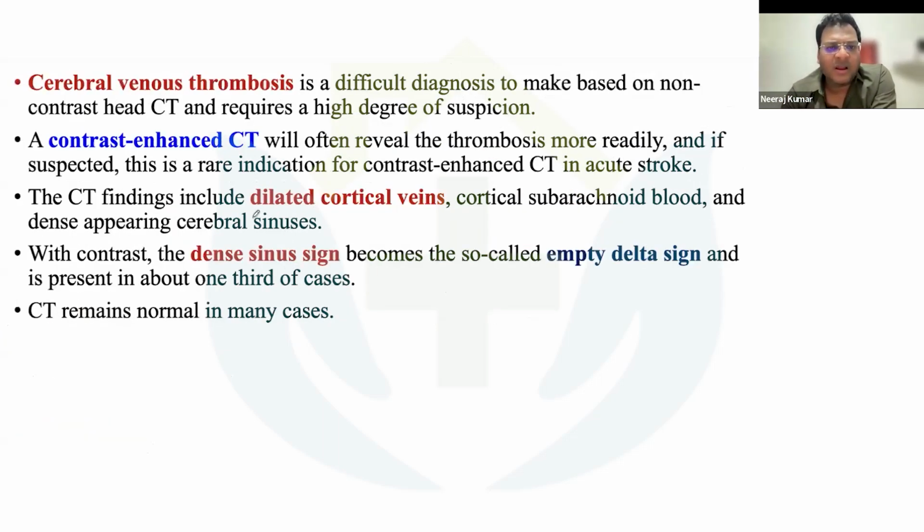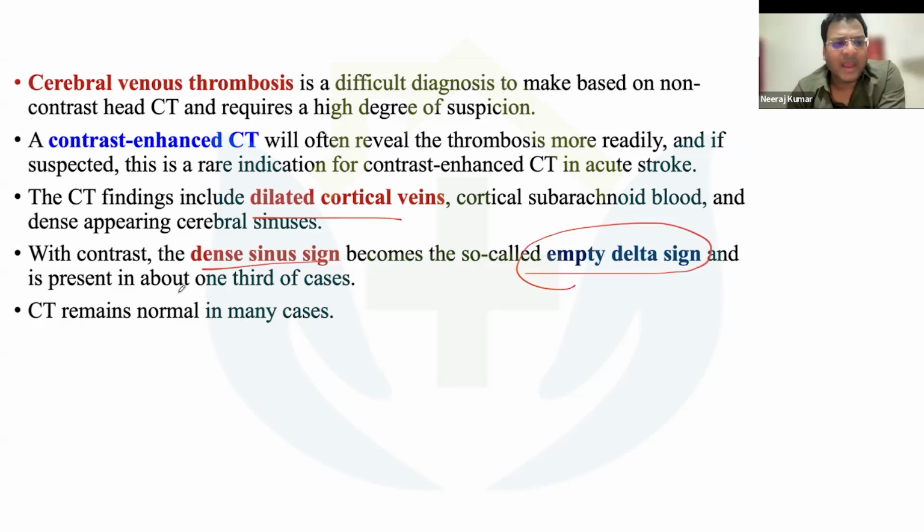Because you will see dilated cortical veins and then the empty delta sign. This is the empty delta sign, where on doing a contrast CT scan, the dense sinus sign becomes the empty delta sign, and it is present in 33% of the cases. However, many of the patients have a normal CT scan, and this is difficult because NCCT needs a high degree of suspicion. And if you do a contrast CT, CECT, it will reveal the thrombosis more readily.